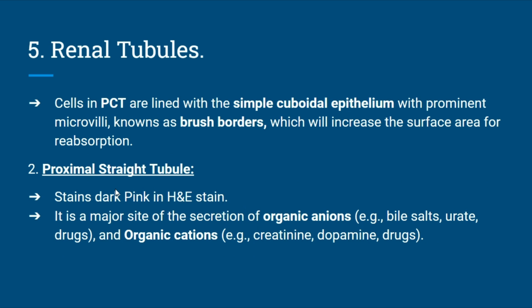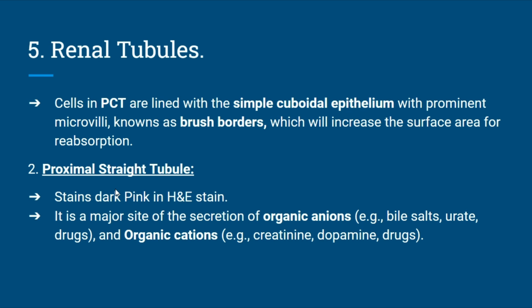the simple cuboidal epithelium with prominent microvilli, and that is a differentiation point. If you're shown a slide and you can appreciate the brush borders in there, then you will know for certain that it is the proximal convoluted tubule, and this increases the surface area for reabsorption. The cells have their own walls, but then there are microvilli present, so that increases the surface area for the electrolytes or different materials that need to be reabsorbed back into the blood.